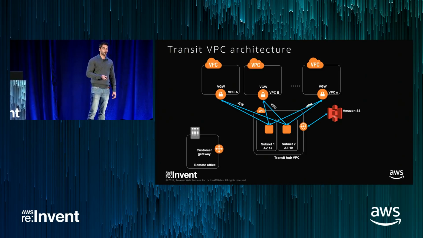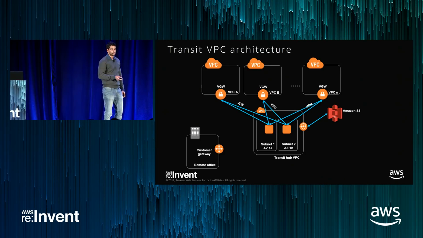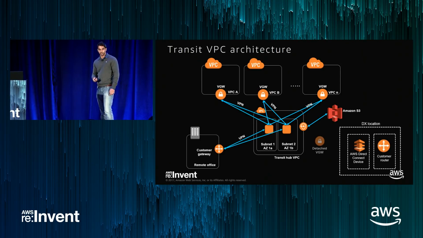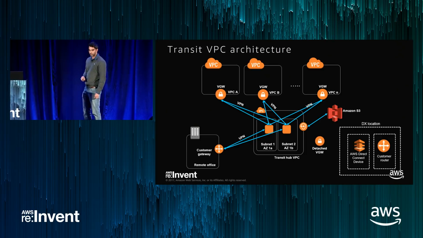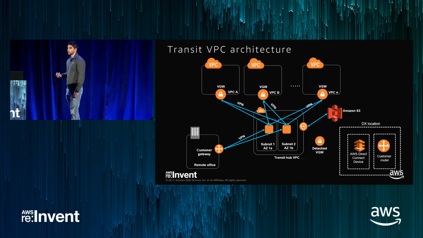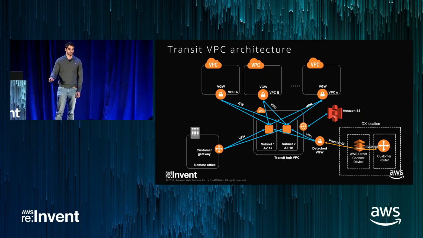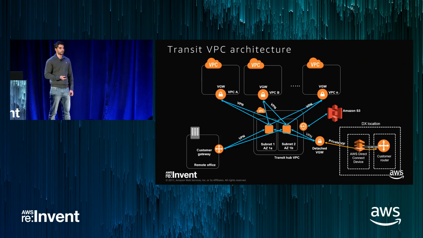You connect your remote office through VPN, and you connect your corporate data center through Direct Connect, leveraging the detached VGW. Detached VGW is a VGW not attached to any VPC, and it can be used to bridge the Direct Connect and the VPN infrastructure. Now, with this architecture, we are able to fulfill those use cases.